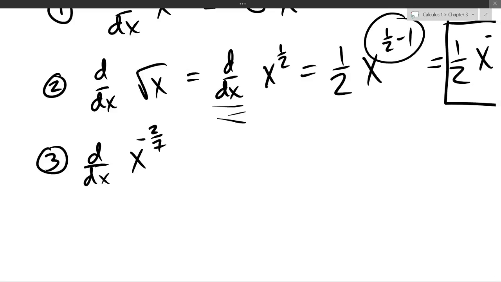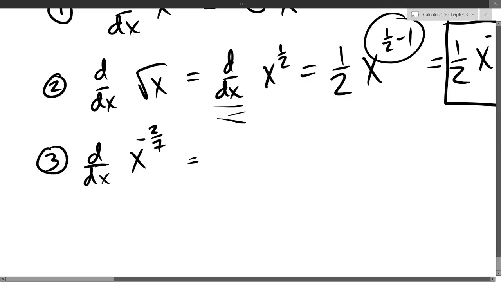Take this derivative. -2/7. Take it on your paper. Don't use your pen or pencil, whatever you're writing with.